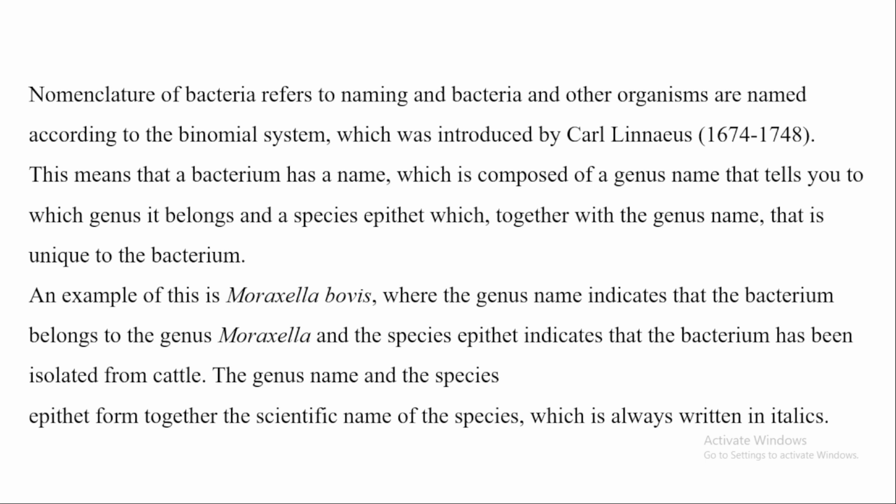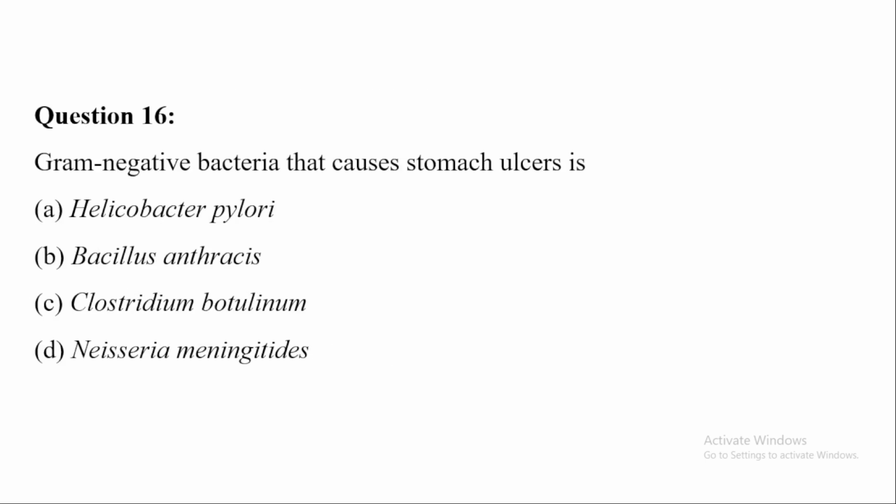This is clear? So the name of the person who gave this binomial nomenclature, Carl Linnaeus, is also very important. You should remember that. In microbiology, there are names of certain scientists you should remember, because it's very important for the history of microbiology. Robert Koch, Louis Pasteur, Carl Linnaeus, Whittaker. You should go and see what these people have done, and how they have contributed greatly to the field of microbiology. So question number 16.